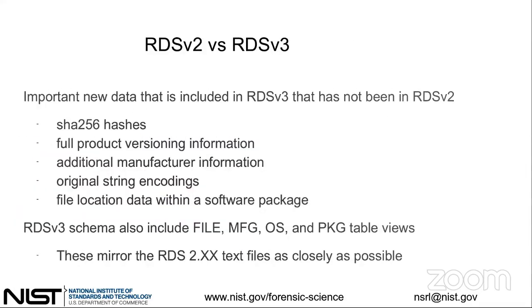So RDS2 versus RDS3. Like I said, it's been a year now. RDS3 has been out. We know that there are tool vendors that are building to it. We've had some questions back and clarified some things, so we know that it is out there in the field, so to speak. New data that's in RDS3 that has not been in RDS2 includes SHA-256 hashes, the full product versioning information. Just due to the way that RDS2 was distributed, it wasn't a complete versioning set of metadata.